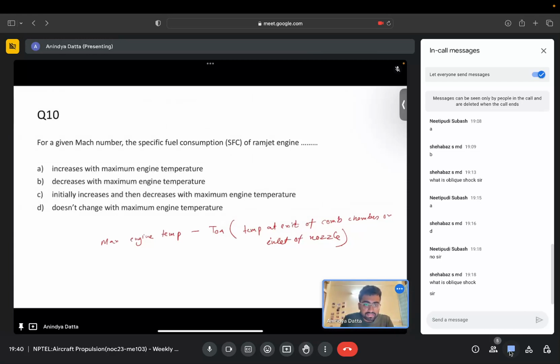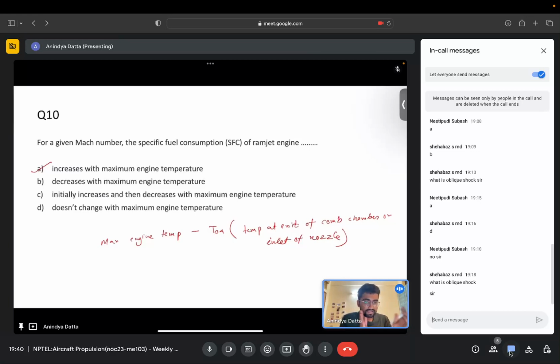If you think logically, higher engine temperature means that you have to burn more fuel for a given thrust, right? And thus if you want higher temperature, you generally have to burn more fuel. So SFC will... Student: Sir, first increases and then decreases? Second... yeah, SFC increases with increase in temperature. No, it's not non-monotonic, it's monotonic.